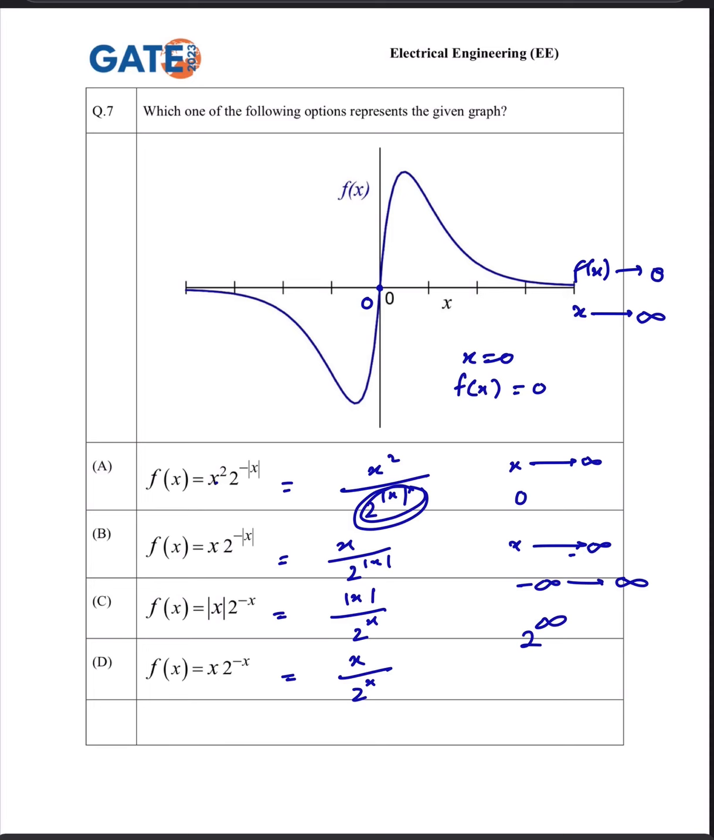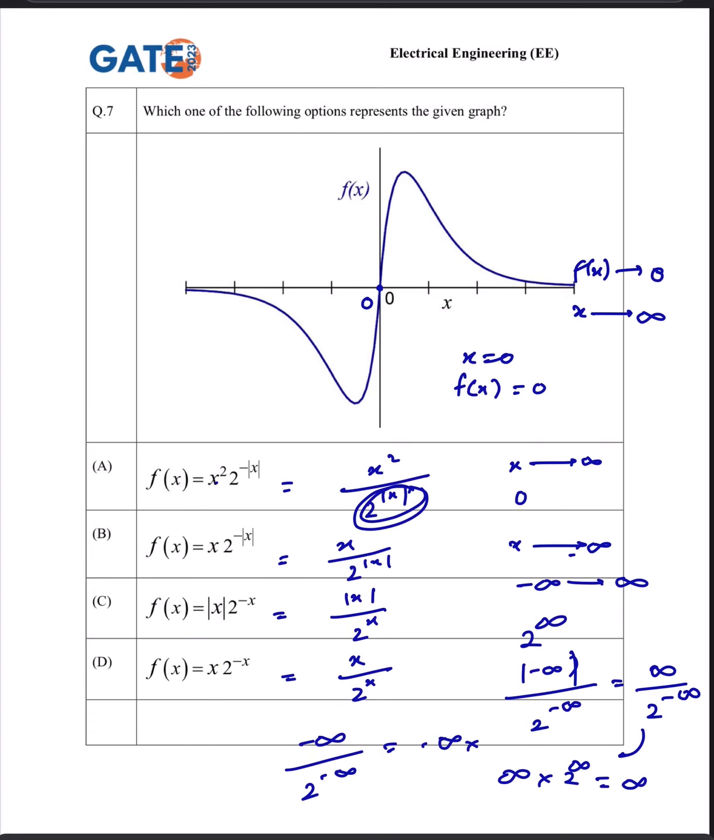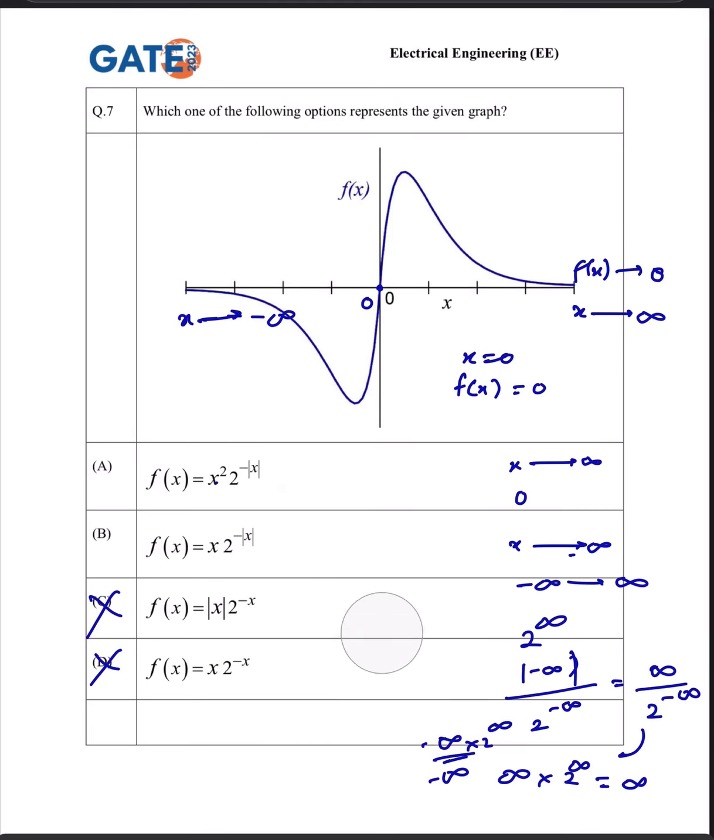But when it comes to C and D, mod of minus infinity divided by 2 to the power minus infinity. This is infinity divided by 2 to the power minus infinity. Taking it to the numerator, we get infinity into 2 to the power infinity. This is infinity. In the same way, option D, we are getting a minus infinity by 2 to the power minus infinity, which is minus infinity into 2 to the power infinity. This will be minus infinity. So both C and D are wrong because as x tends to minus infinity, we are getting f of x tends to 0. So we need to choose between A and B.